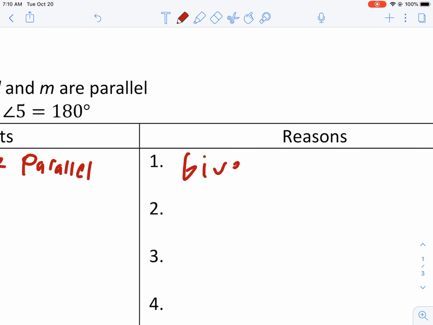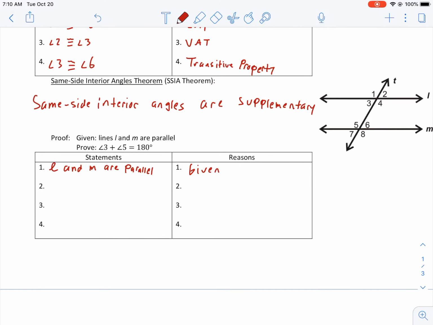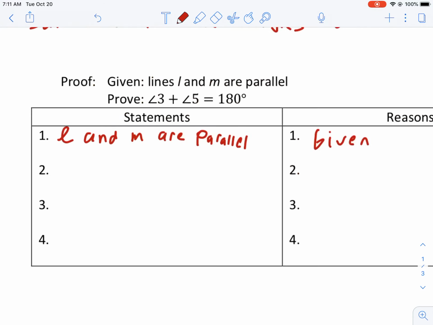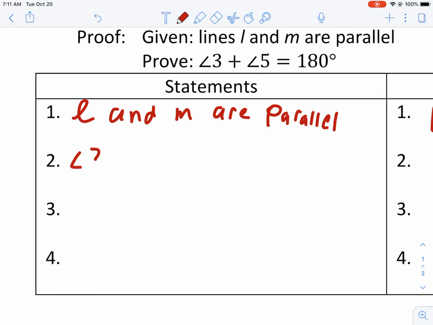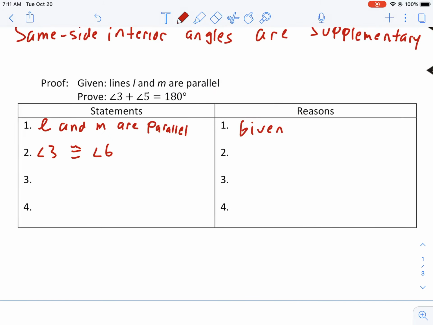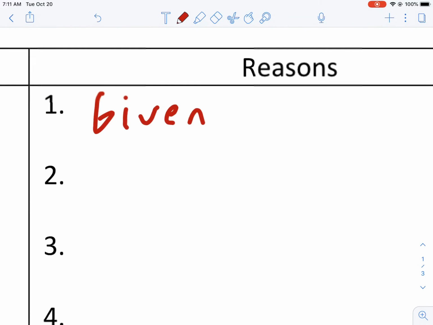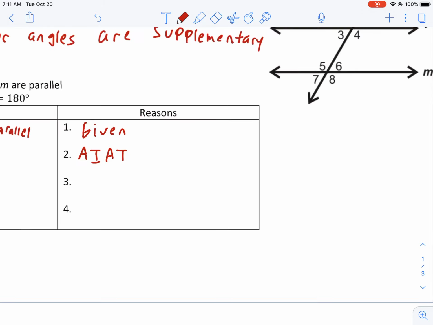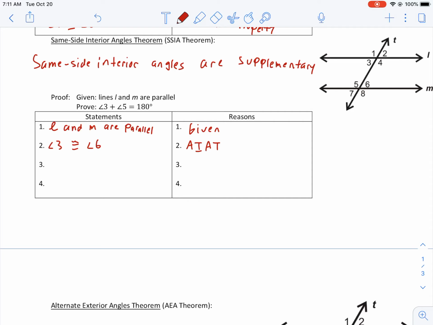And so the cool thing is that now that we know the alternate interior angles theorem, we can use that to help prove this. So I'm actually going to start with the alternate interior angles theorem. I know that angle 3 is congruent to angle 6 because they're alternate interior angles. So again, these are things we want to know.